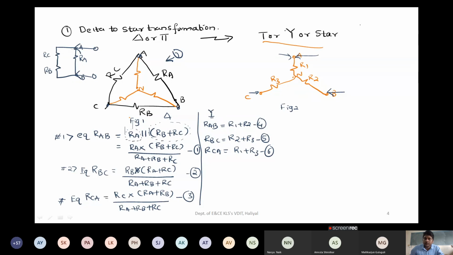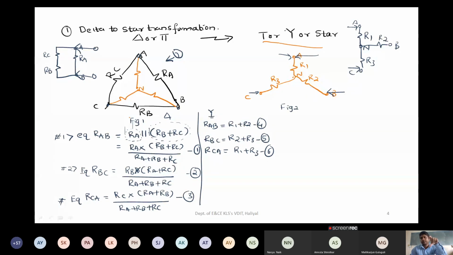So I want equivalent resistance across the terminals A and C. So that means I have R1, then it is connected to some node N, then I have R3, it is the point C, and here we have R2, which is connected to point B. But where are we placing our ohmmeter or multimeter probe? Across AC only, right?